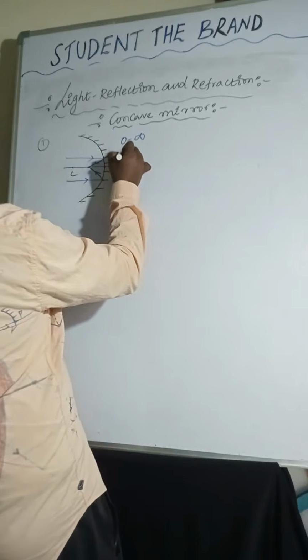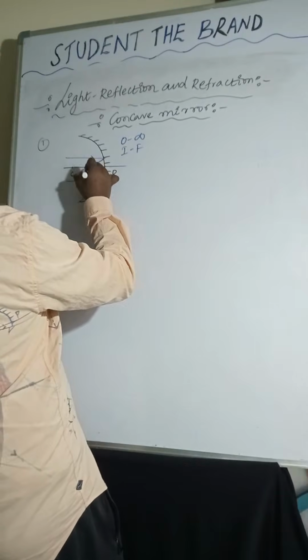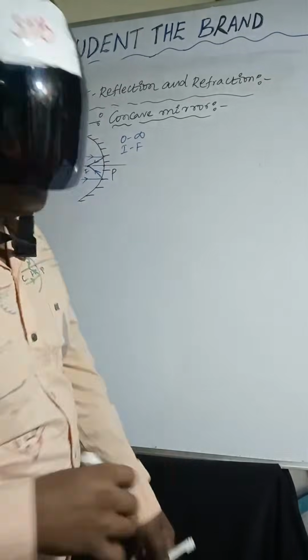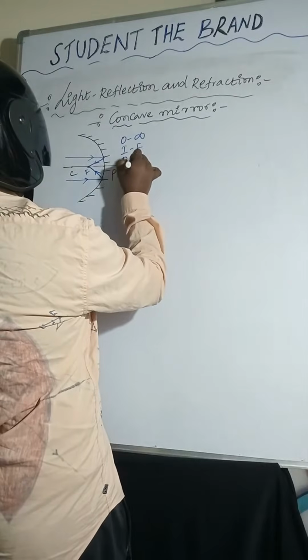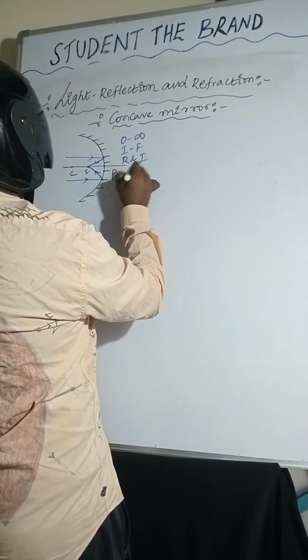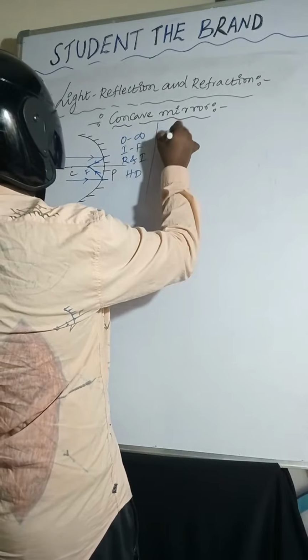Object is at infinity, image will form at focus. Nature of the image is real and inverted, and size of the image is highly diminished. Coming to the second one.